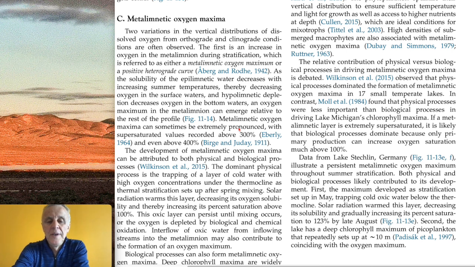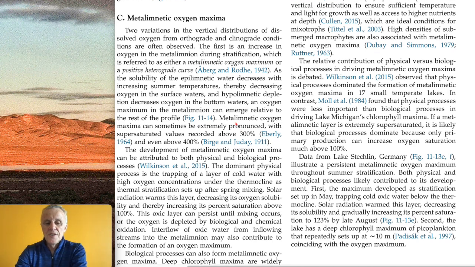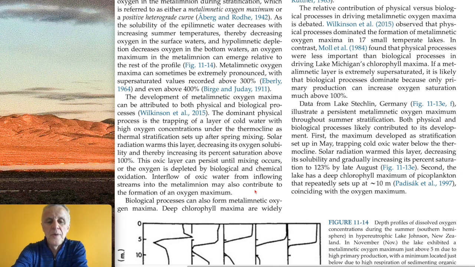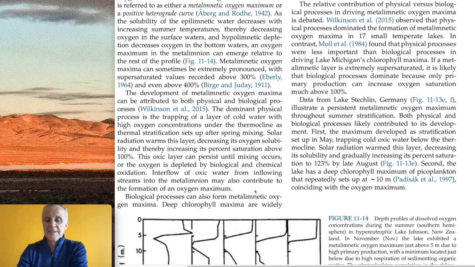As the solubility of the epilimnetic water decreases with increasing summer temperatures, thereby decreasing oxygen in the surface water, and hypolimnetic depletion decreases oxygen in the bottom waters, an oxygen maximum in the metalimnion can emerge relative to the rest of the profile. Metalimnetic oxygen maxima can sometimes be extremely pronounced, with supersaturated values recorded above 300% and even above 400%. The development of metalimnetic oxygen maxima can be attributed to both physical and biological processes.